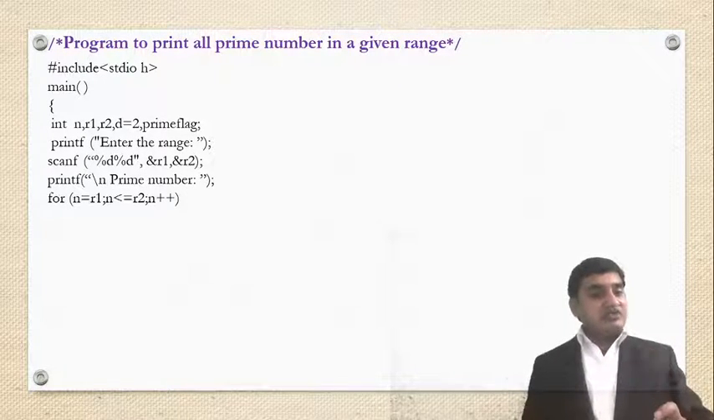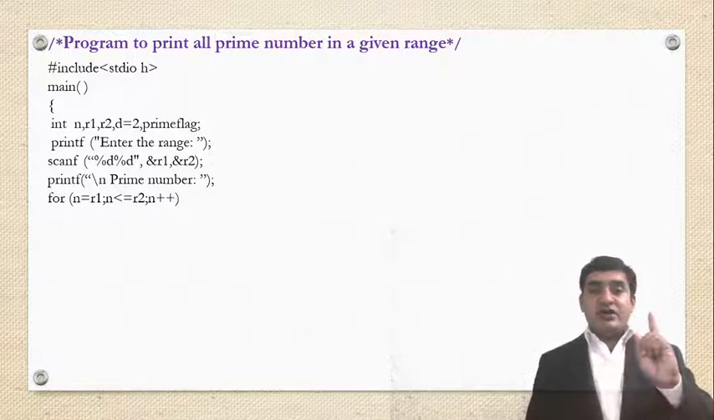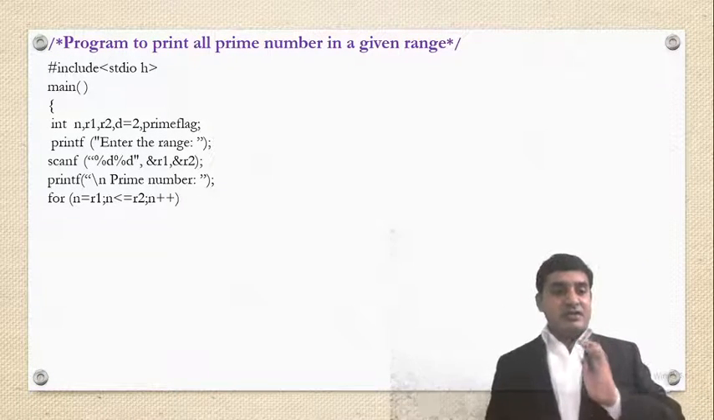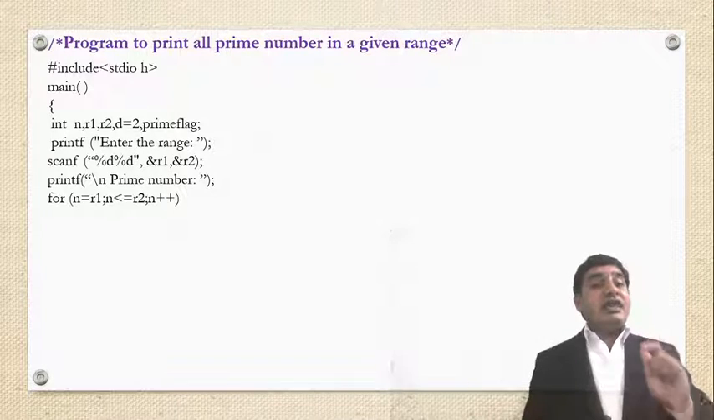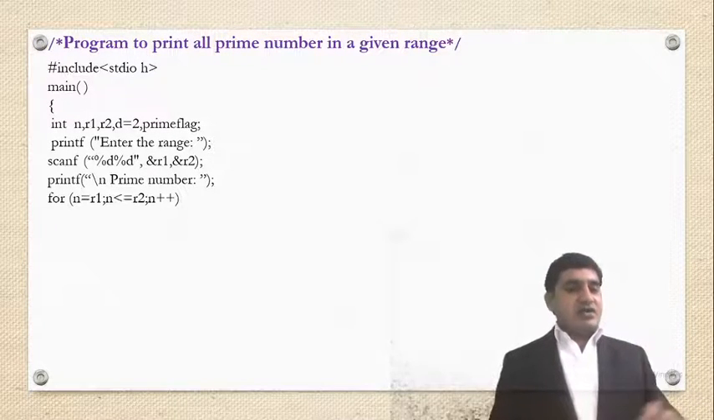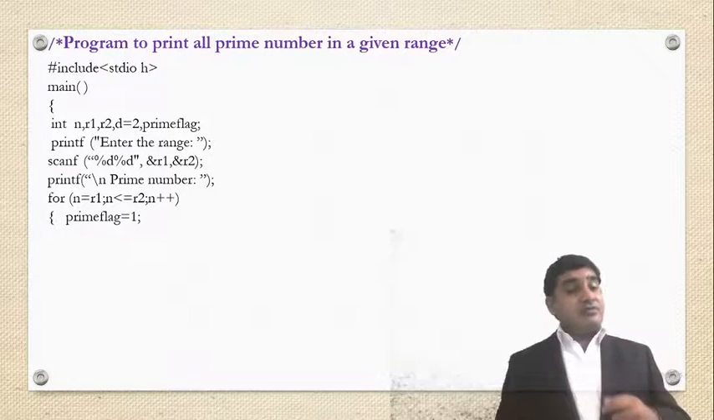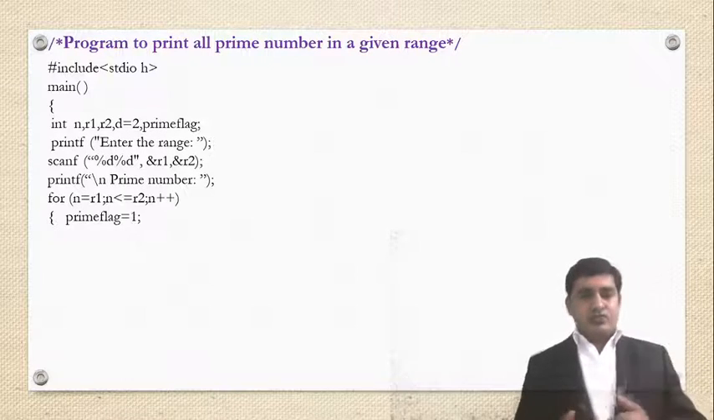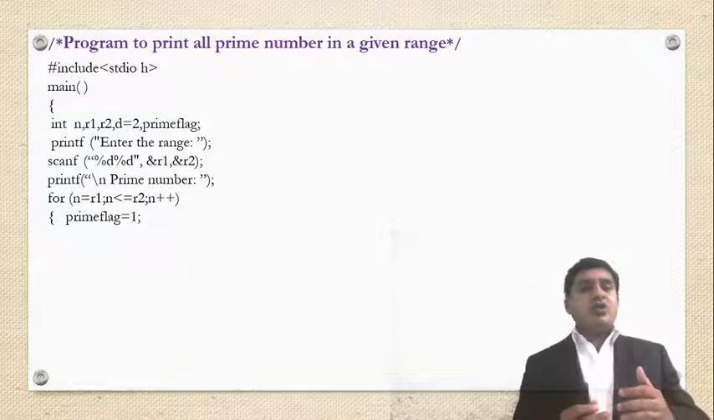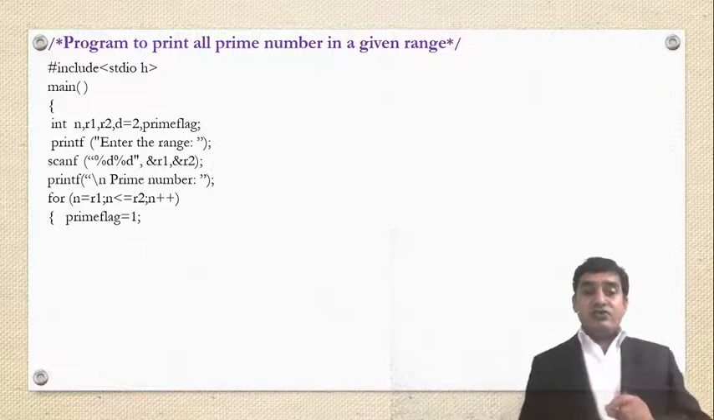Initial n is equal to r1, this is the initial term of the prime numbers. Okay, now n is incremented up to n less than or equal to r2, that is the last term. Okay, so this is a for loop. Now again, for the for loop, there is an opening curly bracket. We consider prime flag is equal to 1.